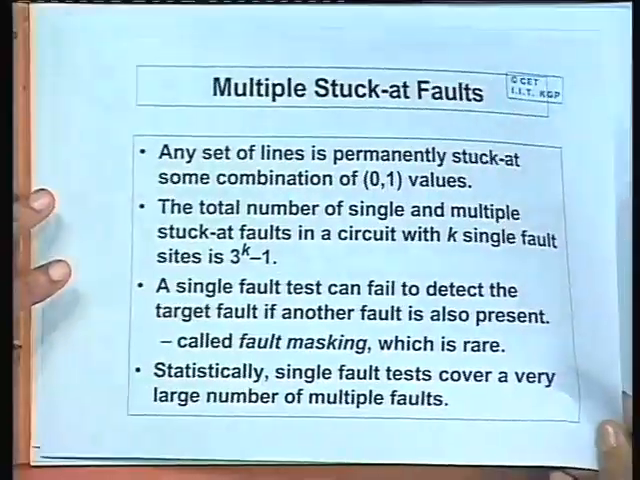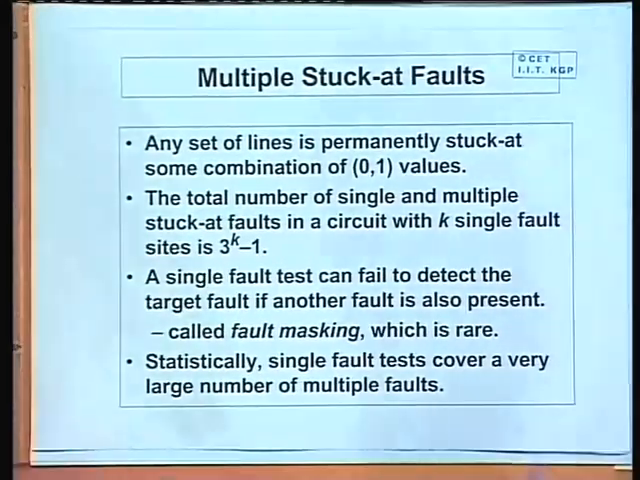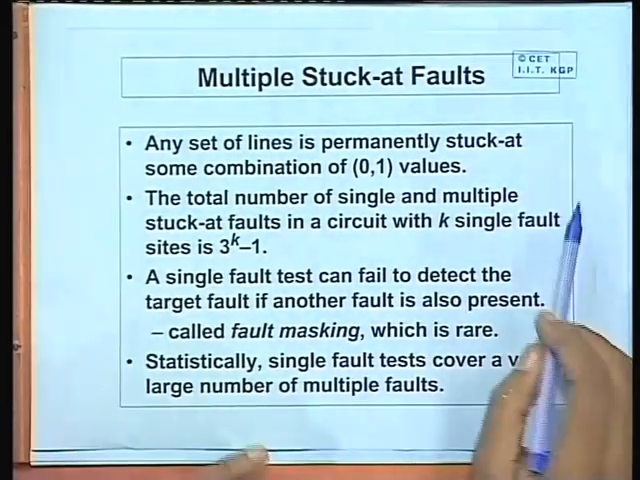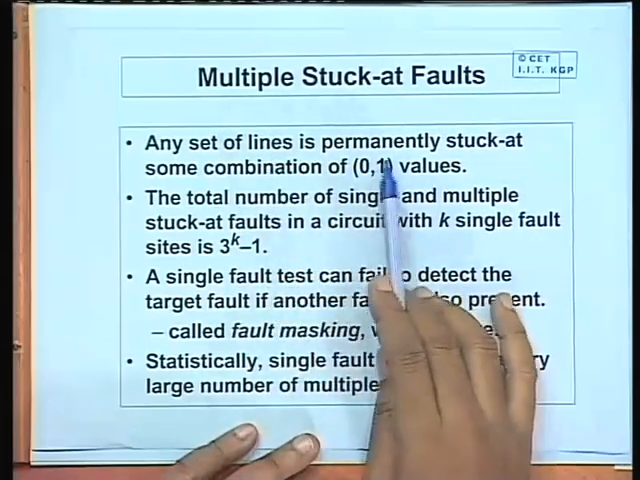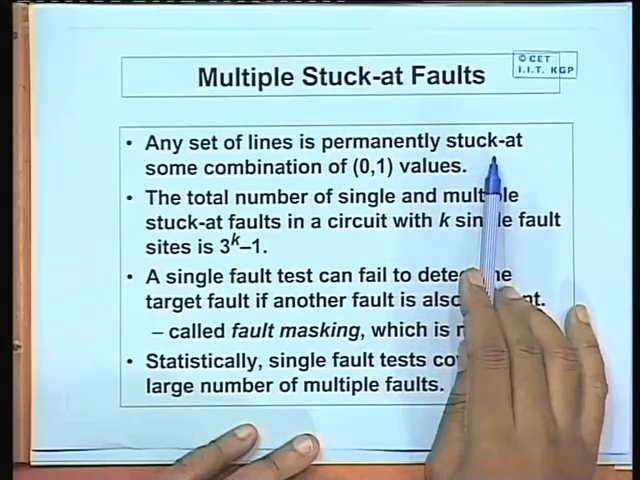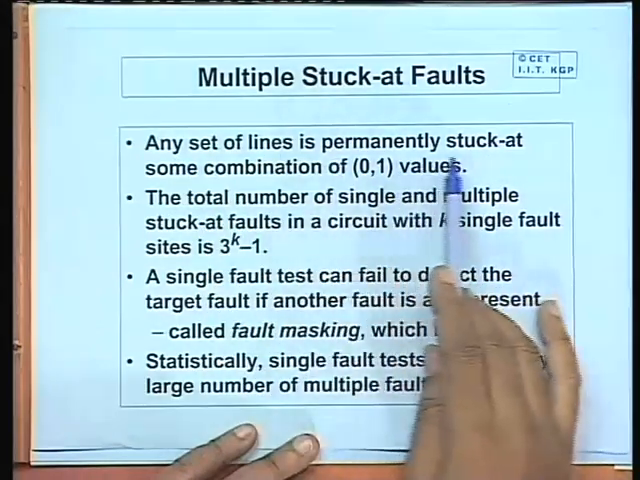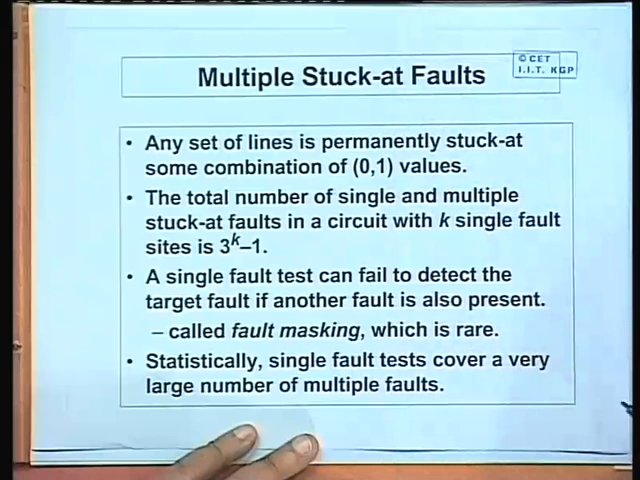So, in our last class we were talking about the single stuck at fault model. Today we first talk a little bit about the multiple stuck at fault model before going on to other fault models. Now, the multiple stuck at fault model, as I had mentioned in the last class, assumes that more than one line in the circuit can have a stuck at failure. So, any number of lines can be stuck at 0 or stuck at 1.